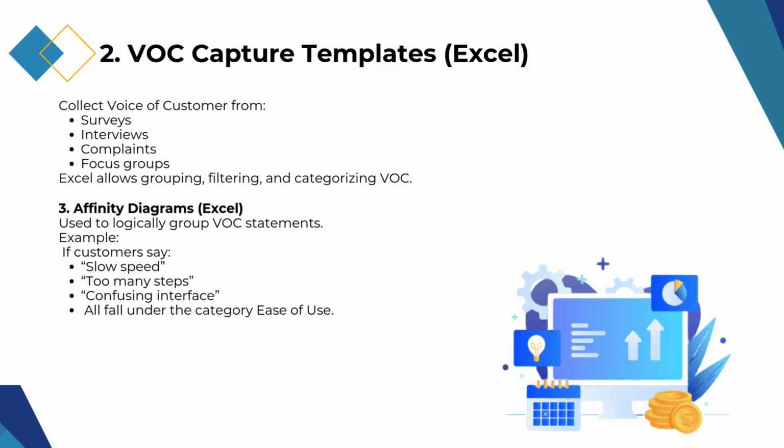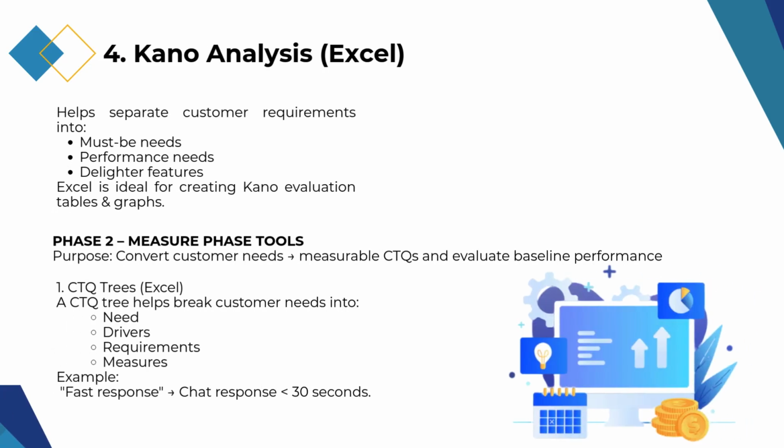Excel helps in grouping, filtering, and categorizing customer feedback. Affinity diagrams, created in Excel, group similar VOC statements. This helps convert raw customer feedback into clear customer needs, such as ease of use. Kano analysis helps classify customer requirements into must-be, performance, and delighter needs. Excel is used to create Kano evaluation tables and graphs for easy analysis.